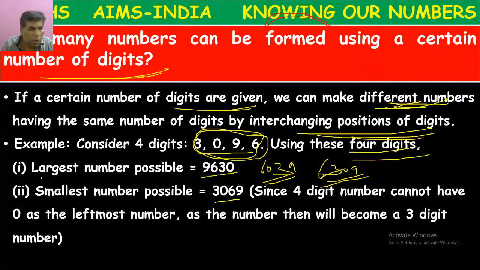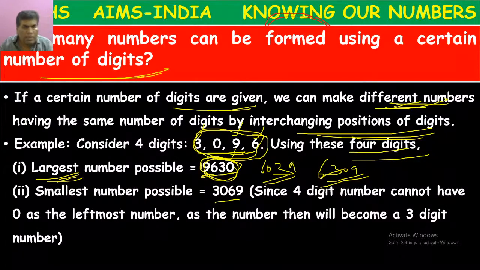But out of them, what is the largest number? Largest number means largest digit first. In 3096, what is the largest digit? 9. 9 we have to keep as the leftmost digit. After that 6, after that 3, after that 0. If we keep like this, this will be the largest number formed by the given 4 digits.